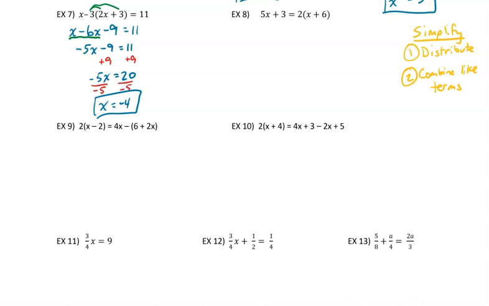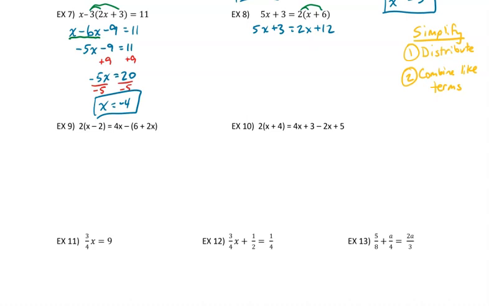All right, let's try example 8. So same thing. First step, simplify both sides. So again, we have some parentheses that we can distribute to. So 5x plus 3 equals 2 times x is 2x, and 2 times 6 is plus 12. All right, now in this case, we do actually have x's on both sides.